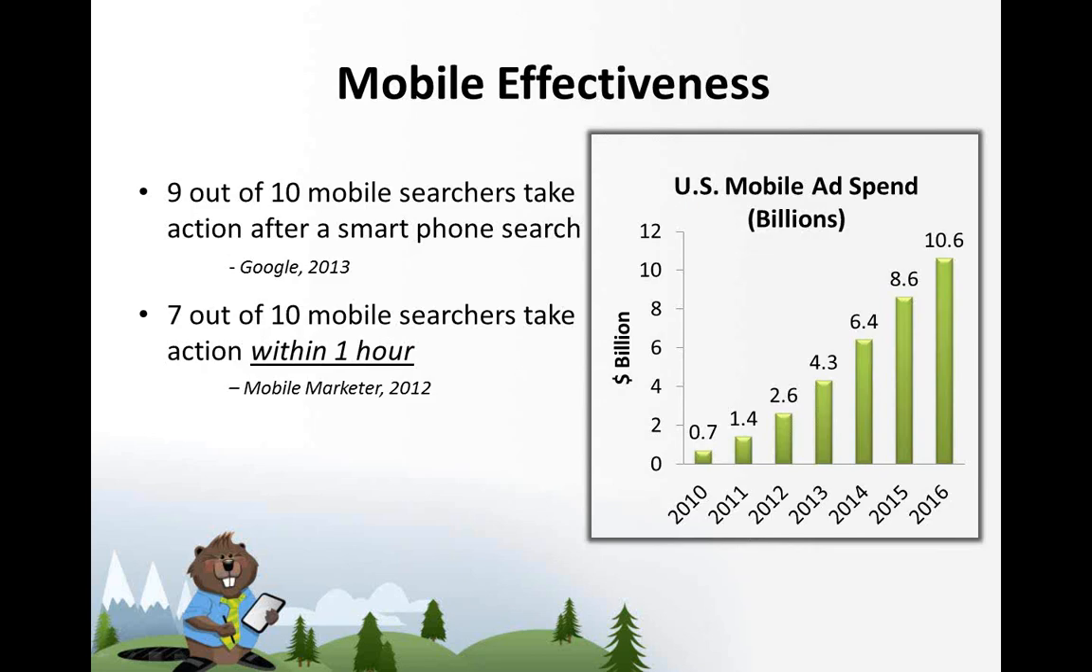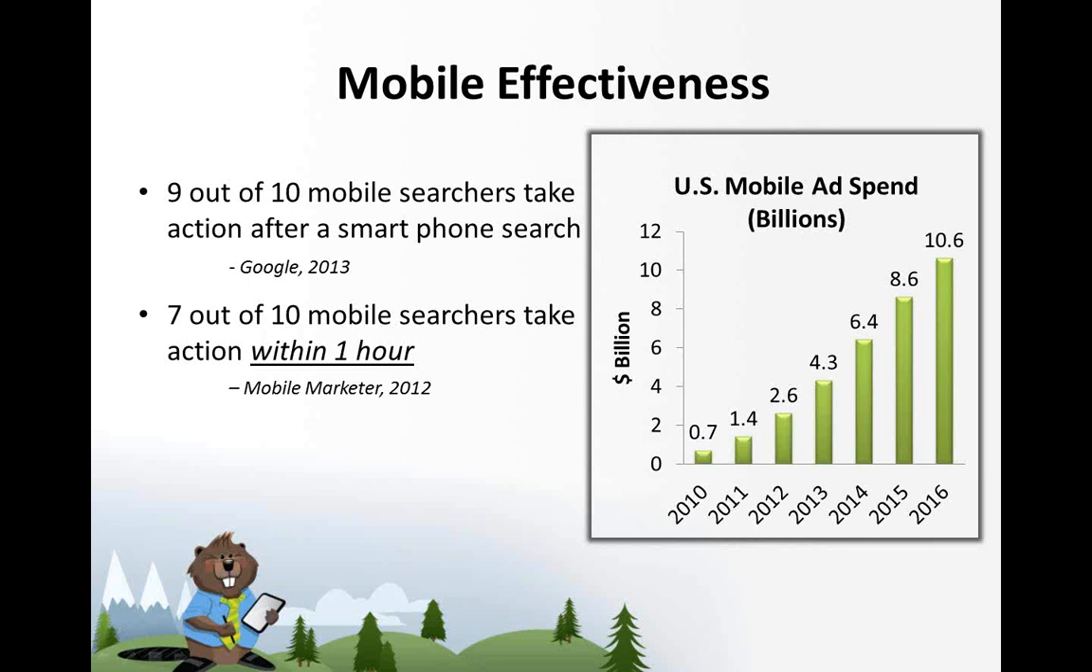Google says that 9 out of 10 mobile searchers take action after a smartphone search. We know that 70% of those are, in fact, making phone calls. The next most common action is a map lookup. So if they don't want to call the business, they want to go to the business. And most mobile searchers actually take action within 1 hour.